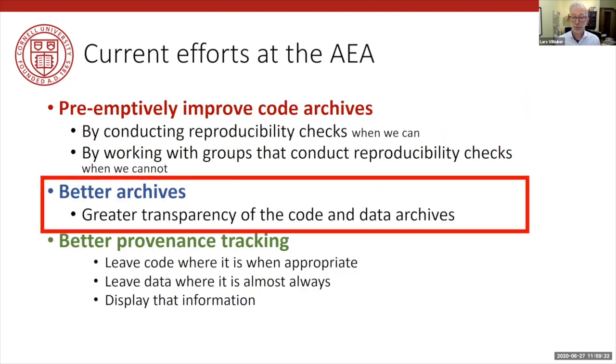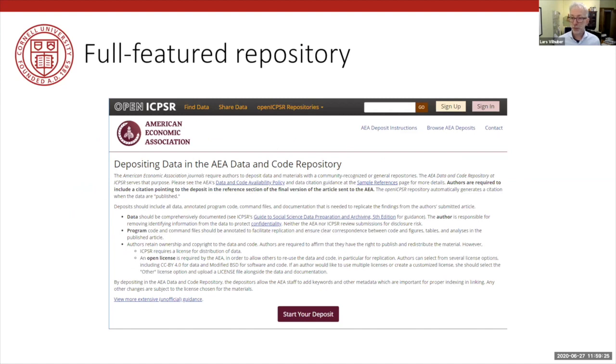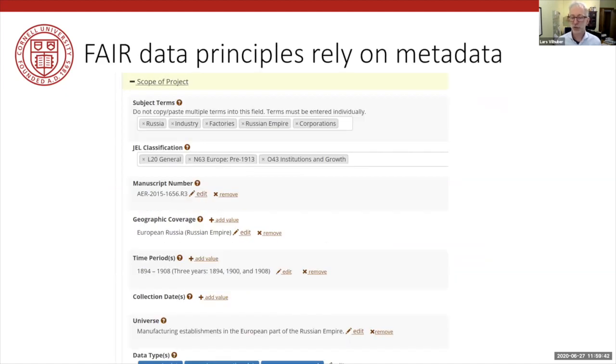Okay. Better archives means that we, in our case, went to OpenICPSR, but there are a number of trusted repositories of this kind out there. You've probably heard of some of them, the Harvard Dataverse, Zenodo, there's a variety of others. And this is important because it gets us much more metadata into these deposits. So what you're looking at is what is called metadata, information about the data that has been deposited. And you can see elements such as the time period that is covered by the data, the geographic coverage, subject terms, a precise definition of the universe.